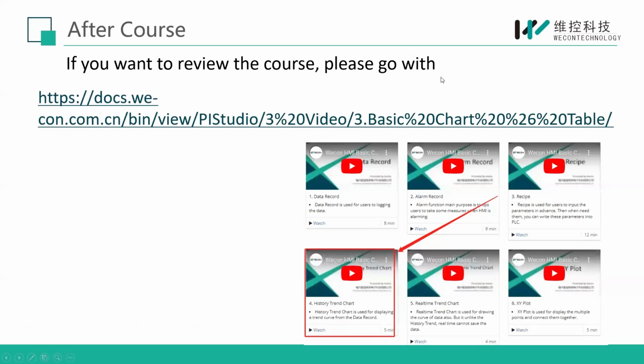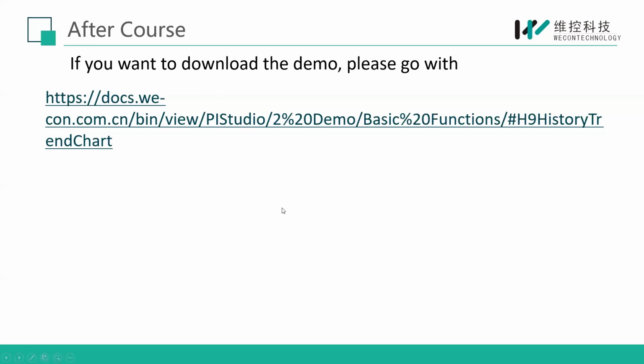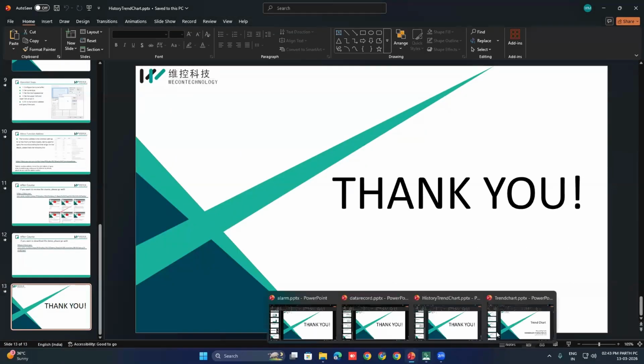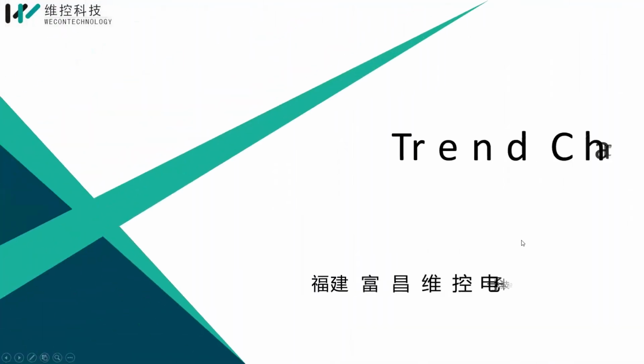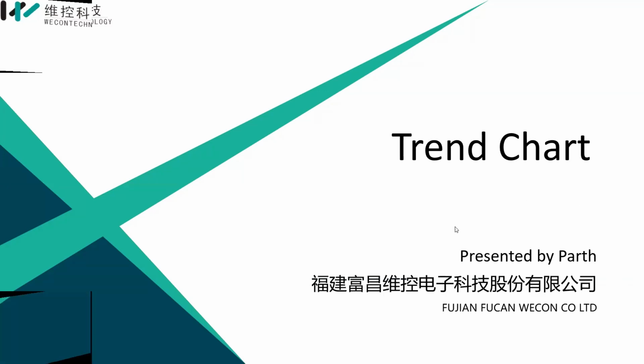If you want to review the course, please go here. You can see the fourth video is history trend chart. And if you want to download the demo, please refer to this link. And for this training, the last one is the trend chart. So let me just start with the trend chart. The previous one is the historical trend chart, and it is configured from the data record. Okay, so you can retrieve your data, and this one is the trend chart.